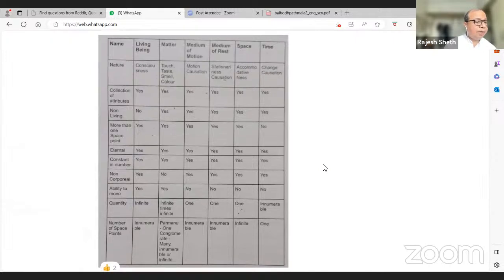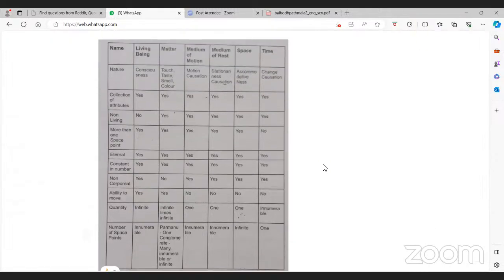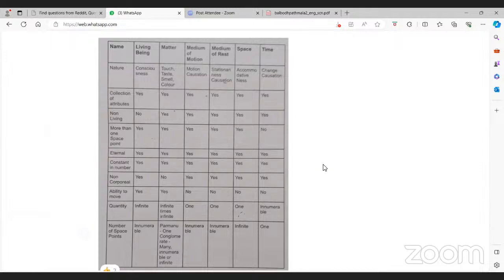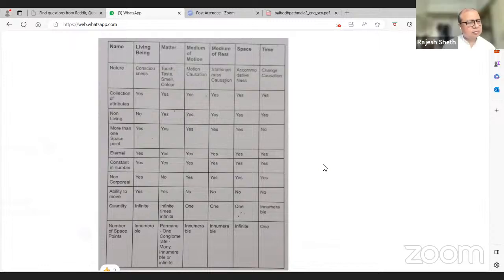Next, medium of motion. How many? Medium of motion is innumerable, as well as medium of rest is innumerable. The space is infinite, and time is one. Okay, good. So quantity-wise, medium of motion, medium of rest, and time are one. But the number of space points is innumerable and infinite.